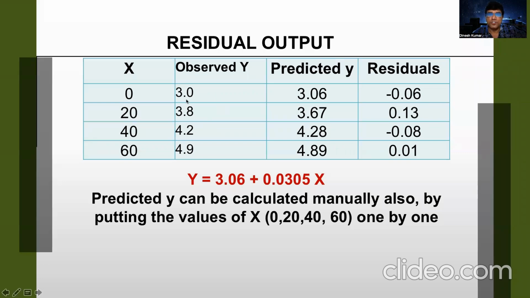See the difference in these two. Y minus y, capital Y minus small y. This is minus 0.06, 0.13, 0.08, 0.01. So these are your residuals actually. You can see they are very small values. These are actually errors.